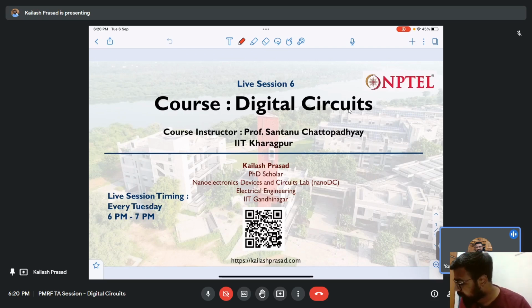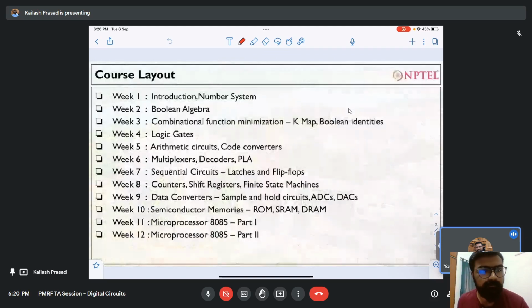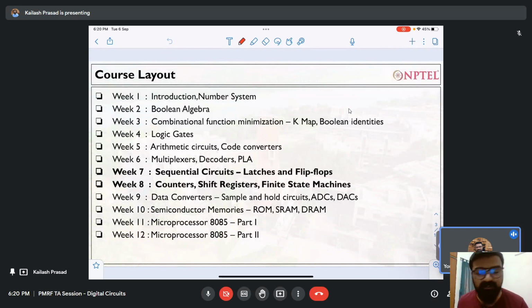Okay, so I will start with the session. This is the course layout, and in the last week we discussed some questions on sequential circuits. This session is also a follow-up of sequential circuits, and we'll be discussing a lot of questions today. If you don't understand anything, please let me know.